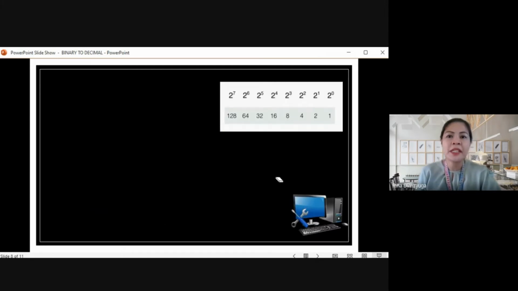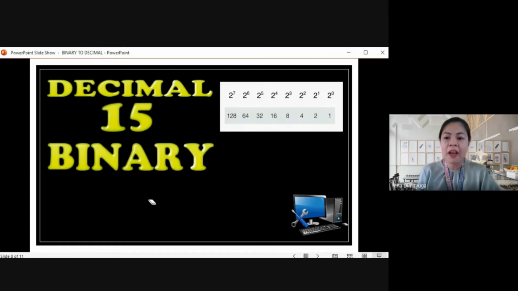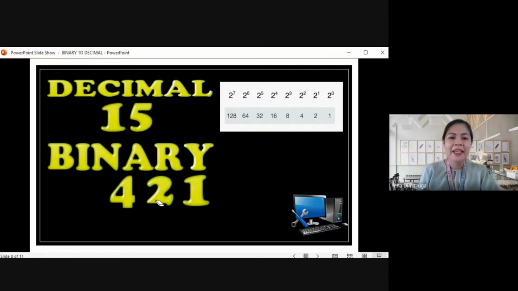So, here's an example. If you were to get the decimal number 15 and convert it into its binary format, you'll have to begin with number 1. You'll have to double the number 1. That will give you the number 2. Then double the number 2. That will give you the number 4. If you double the number 4, it will give you number 8.